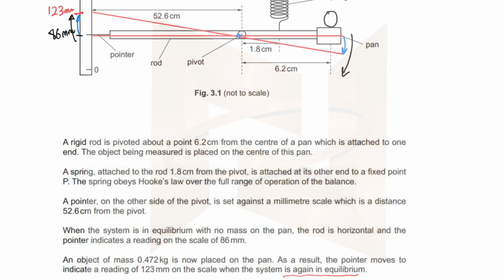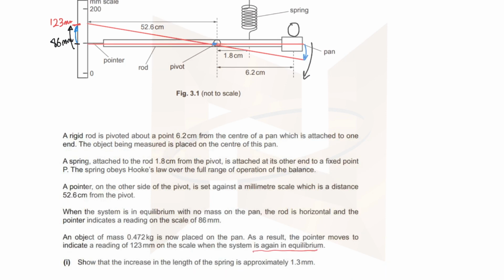Now, part 1 says, show that the increase in the length of the spring is 1.3 mm. Now that's interesting because the spring is going to be pulled downwards because it is on this side. So it's going to be pulled this way. The increase in length would mean this increase in length, where the spring is, not this one. This is where the object is. They're asking you for this increase in length.